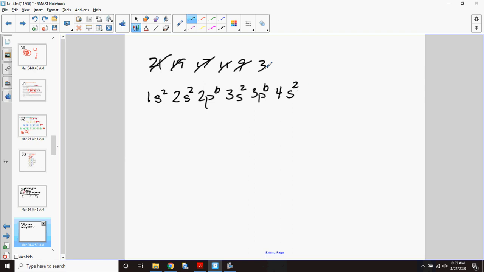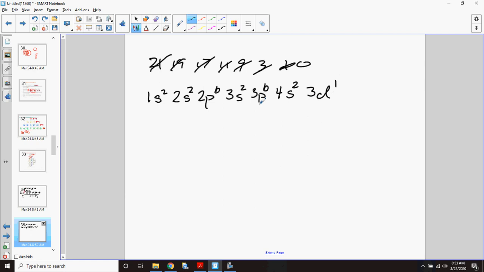I have to put 2 in there. Now I have 1 electron left. Where does this electron go? The next orbital available right now after the 4s is not the 4p. It is the 3d, and I have 1 electron left. I'm going to put 1 electron in there. And now I'm done. I have none left.